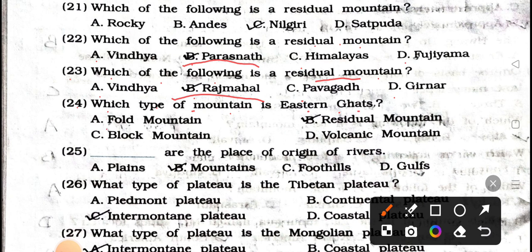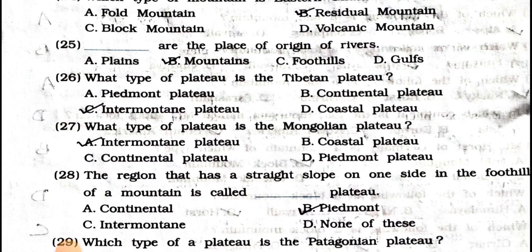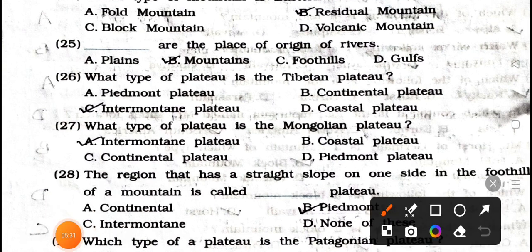Number 24. Which type of mountain is Eastern Ghats? A. Fold mountain. B. Residual mountain. C. Block mountain. And D. Volcanic mountain. Answer is option B, Residual mountain.